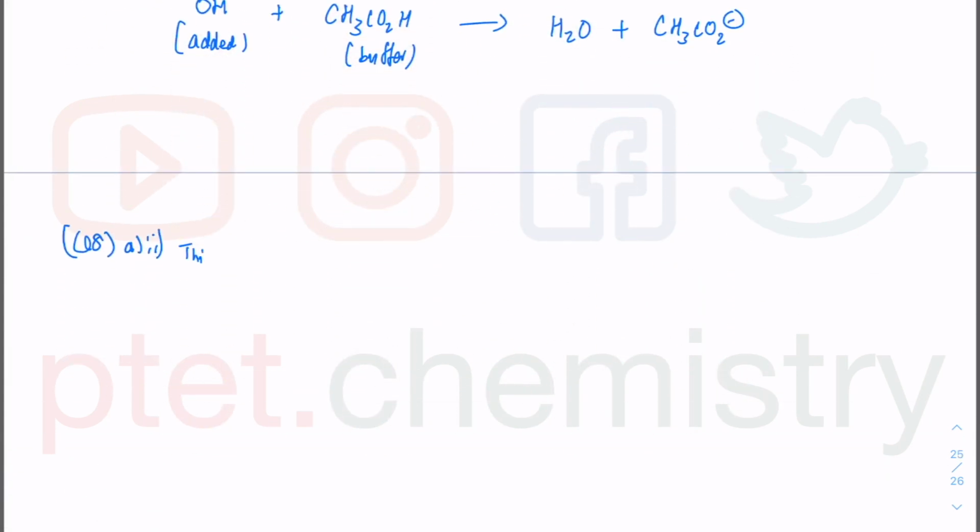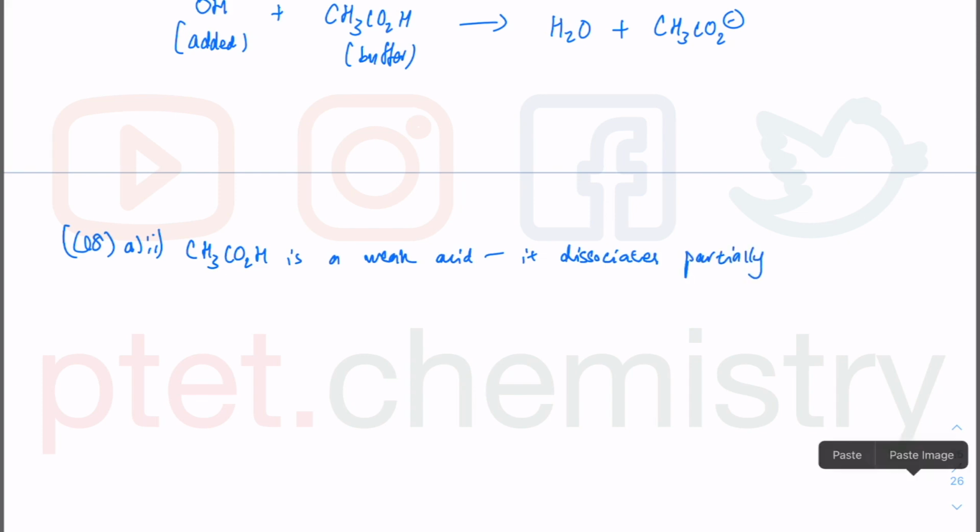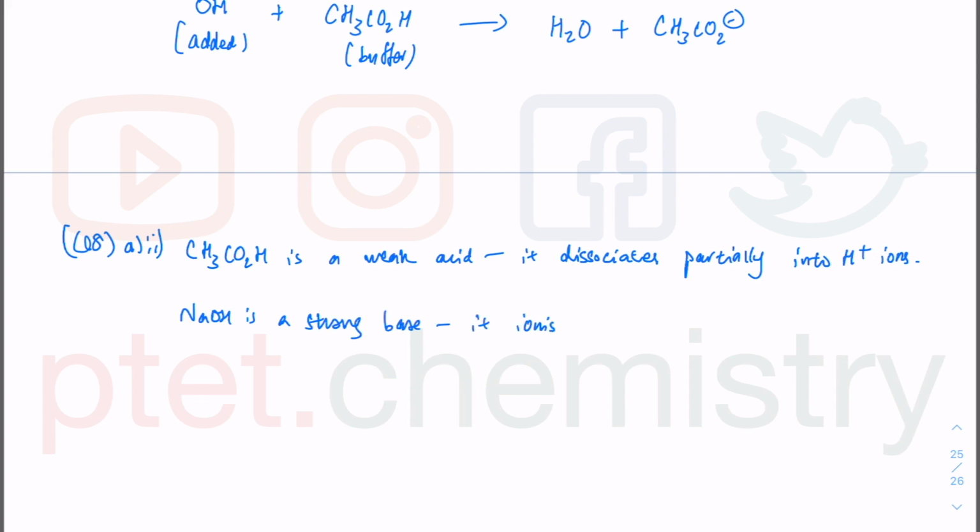So I can just state the obvious. CH3CO2H is a weak acid. It dissociates partially, or reversibly, into H plus ion in water. And NaOH is a strong base. It ionizes, or dissociates, whichever word you like, completely into OH minus.